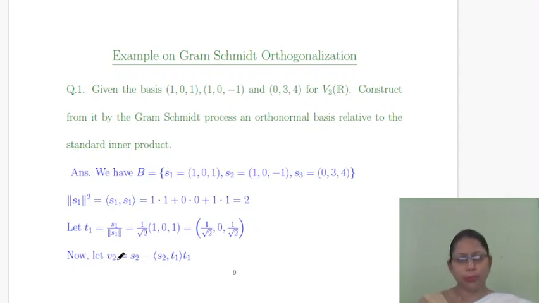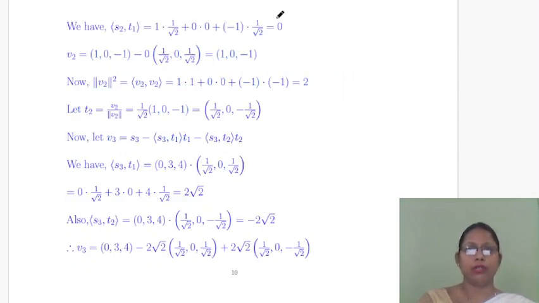Next we define B2, which is S2 minus inner product of S2 and T1 times T1. Now S2 is this element, and T1 is this element. To find B2, we need the inner product of S2 comma T1. S2 is this, T1 is this. That is, multiply this element with this element, add the multiplication of this element with this element, add the multiplication of this element with this element. This is 0. So the inner product of S2 and T1 is 0.